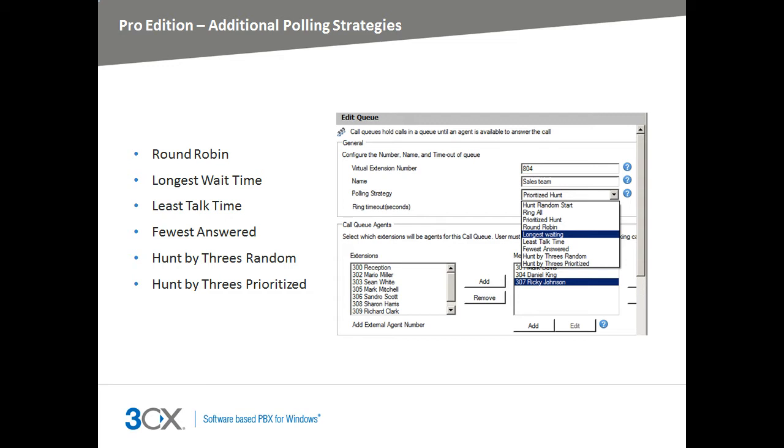The last two available polling strategies are used to poll three agents at the same time. So Hunt by Threes Random will select three random agents and poll them together, while Hunt by Threes Prioritized will poll the first three agents in the list first.